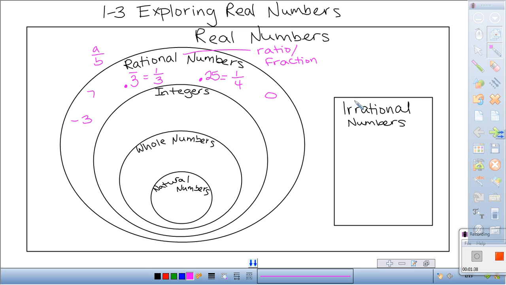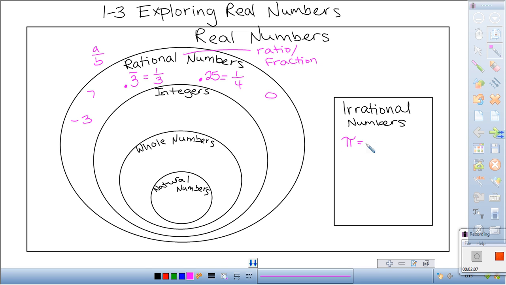So let's talk about irrational numbers. Notice that rational numbers include fractions, decimals, positive numbers, negative numbers, and also zero. So what are some irrational numbers? One very common irrational number is pi.